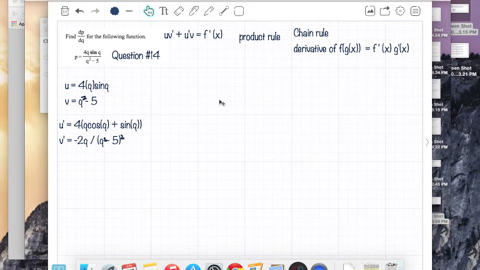Okay, so right now I'm doing question number 14 on the first homework assignment. The question asks, find dp/dq for the following function where p equals 4q sine q over q squared minus 5. So I did some of the work out already, so obviously this is a chain rule. We have two parts. We have the u part, which is the 4q sine q, and then we have the v part, which is the q squared minus 5.